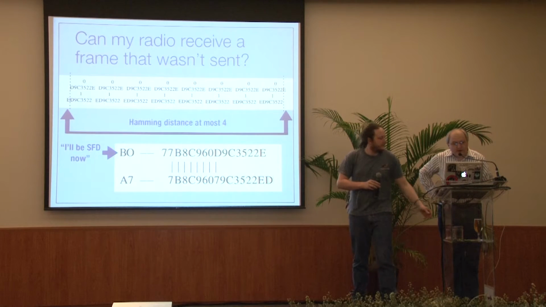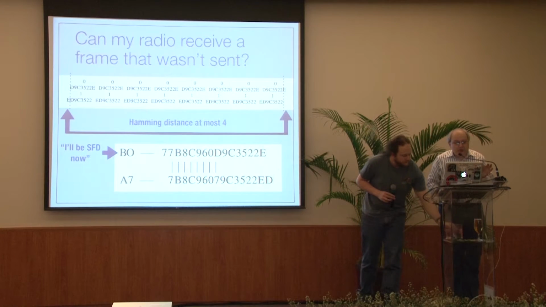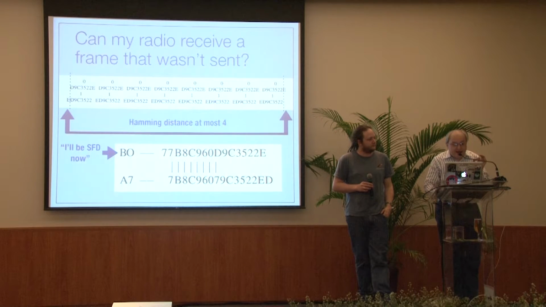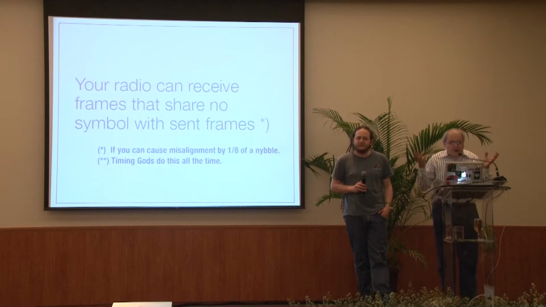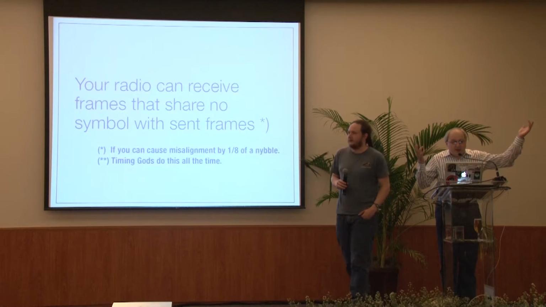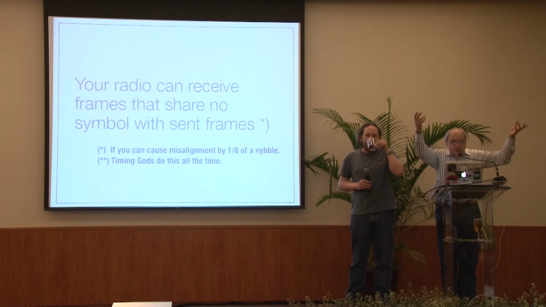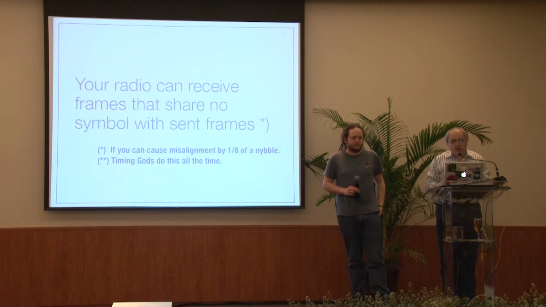So notice that this scheme is possible because the start of frame delimiter is matched after the chips are in. So you have this weird interplay between the layers, and as a result, you can send a frame and receive a frame that shares no symbol with the sent frame. Think about this, right? You think of the PHY layer as something where you send this thing, and either it's damaged by noise and not received, or it is received exactly as transmitted. Turns out that you can actually receive a frame that had no symbol in common with the frame that was sent. Isn't that interesting?